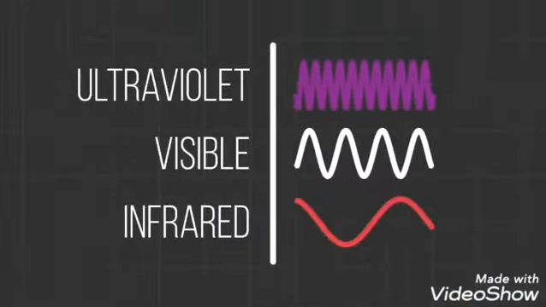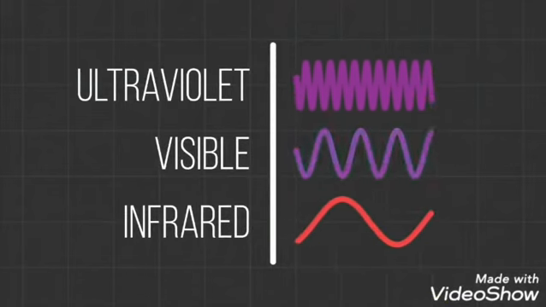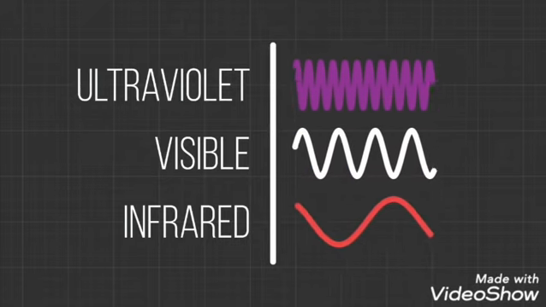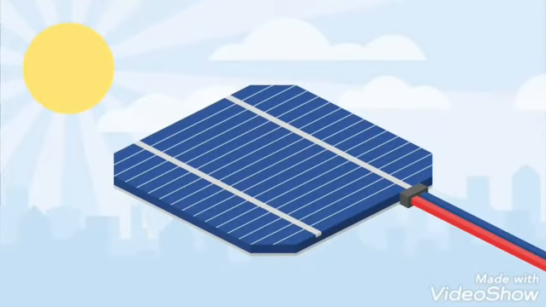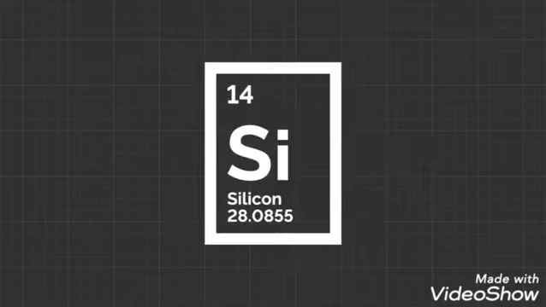Let's find out how. The sun emits energy in the form of waves. These waves can range in length from the short ultraviolet waves through the rainbow of the visible spectrum to long infrared waves. When the sun is shining, these waves move towards the earth and hit the surface of a solar cell. Let's take a closer look.